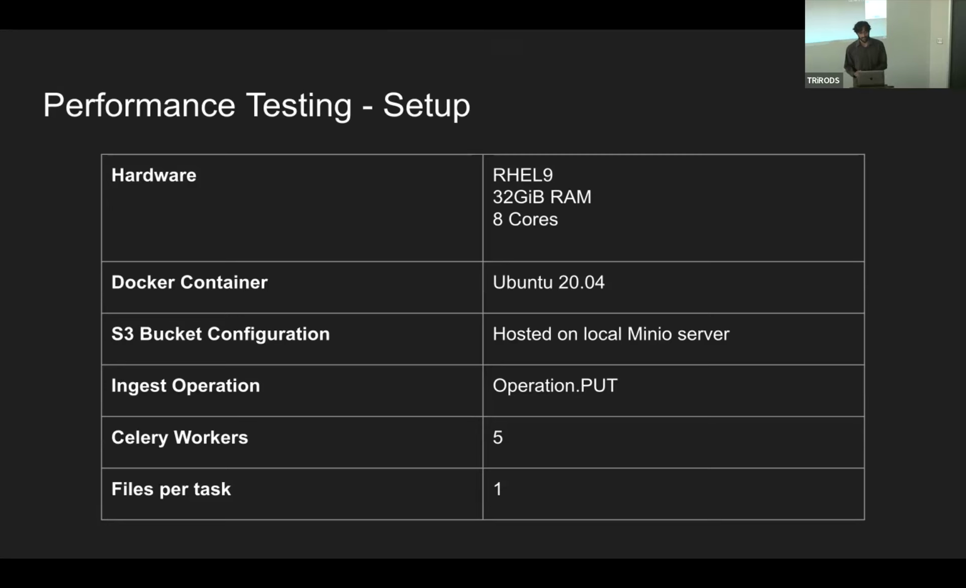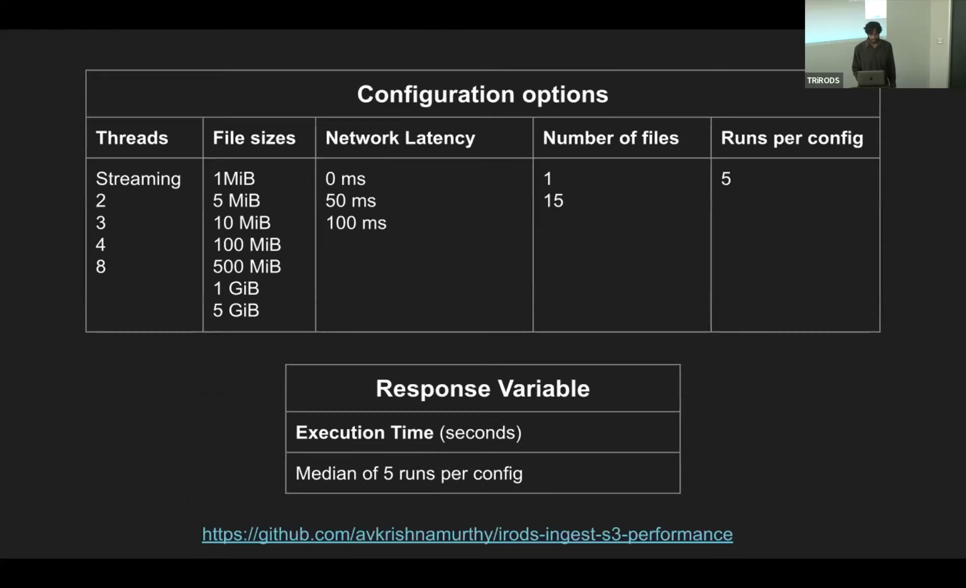Just some specifications about how I was running it. I was using a RHEL 9 virtual machine with 32 gigs of RAM and 8 cores. And the S3 bucket, as I mentioned earlier, is being hosted on a locally running MinIO server. And I'm just doing the put operation again, since that is what we want to copy.